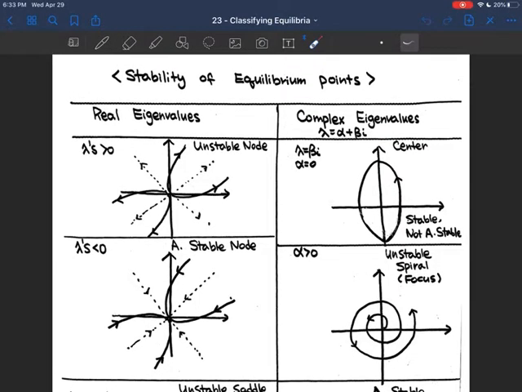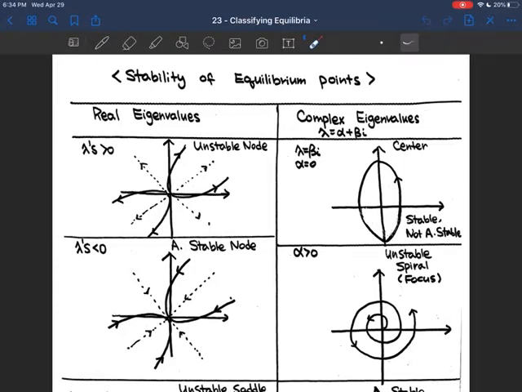So I'm going to go through them again one by one. These are the same cases that we just saw. Again, we look at the stability of these equilibrium points and we're classifying them. In the left column here, we have what happens if we have real eigenvalues. In the right column, we have what if we have complex eigenvalues, and here are our cases.